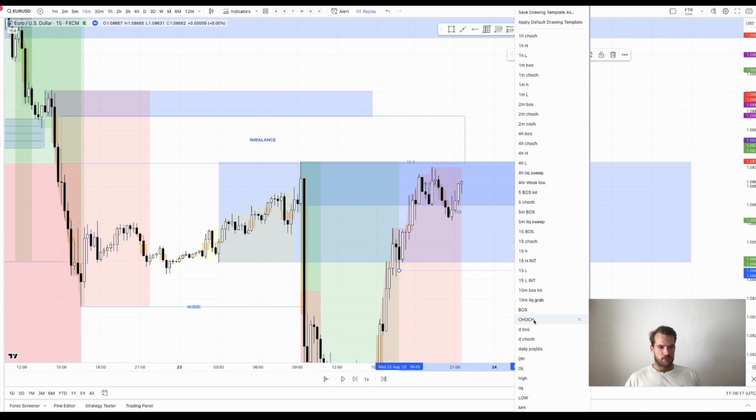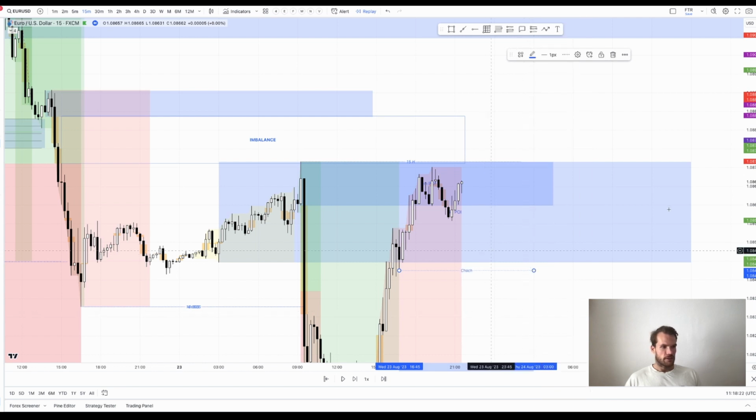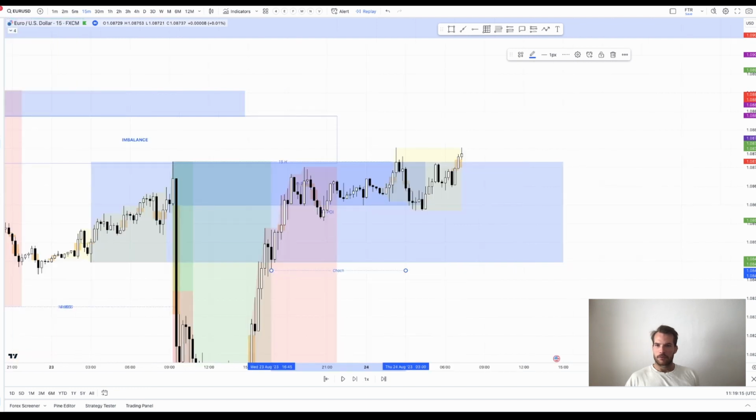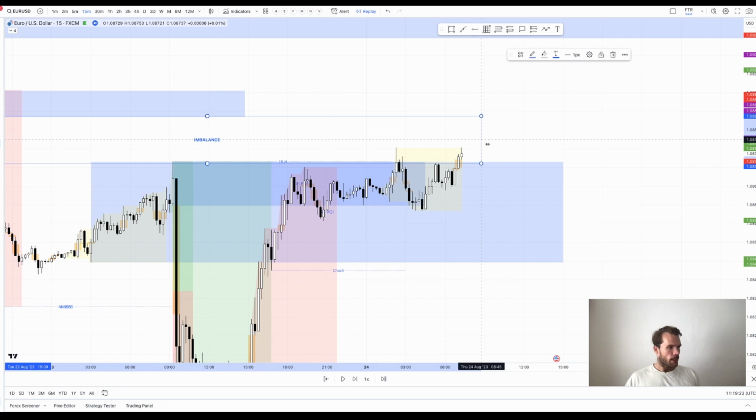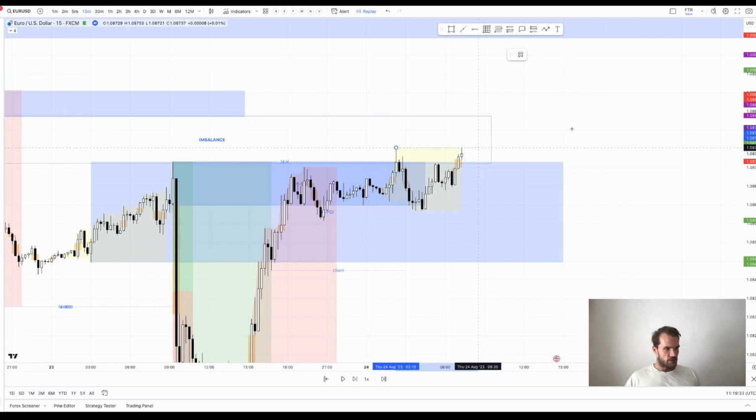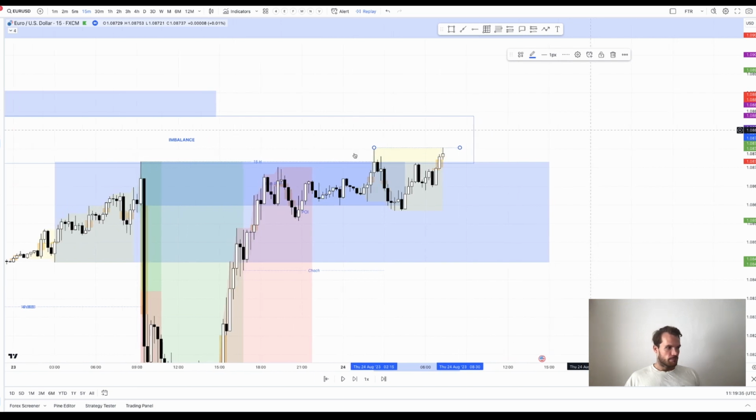I'll play through the Asia session and get to 7 a.m. so we can start our session again. Okay, we're back. We're pretty much right on 7:15. We've broken through the high. We've got imbalance here, however we haven't chocked up yet. We've just got wicks here. So this is the new level that we need to break through to get this major chock on the 15.